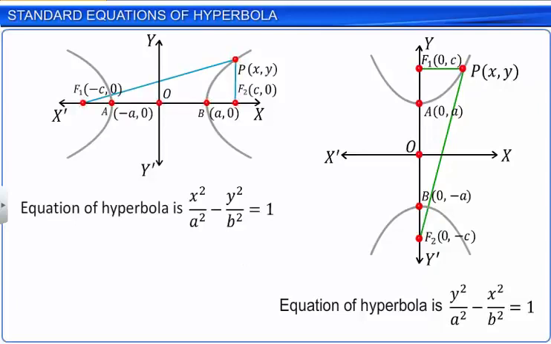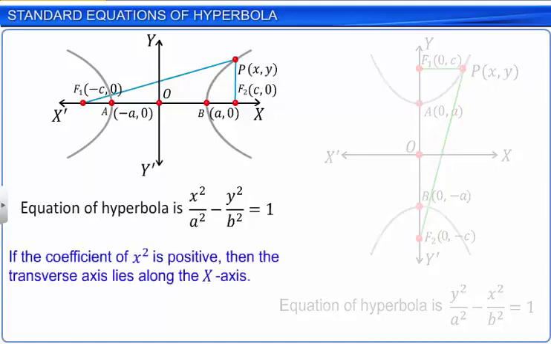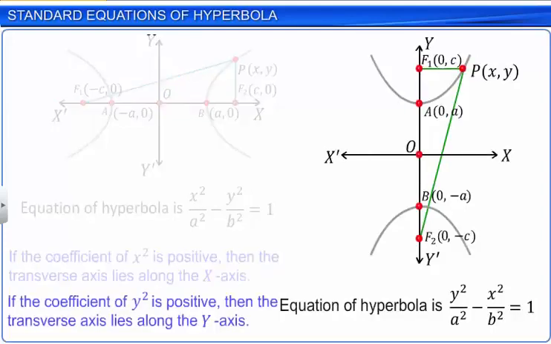Here, we can make some interesting observations. Observe that if the coefficient of x squared is positive, then the transverse axis of the hyperbola lies along the x-axis. Similarly, if the coefficient of y squared is positive, then the transverse axis of the hyperbola lies along the y-axis.